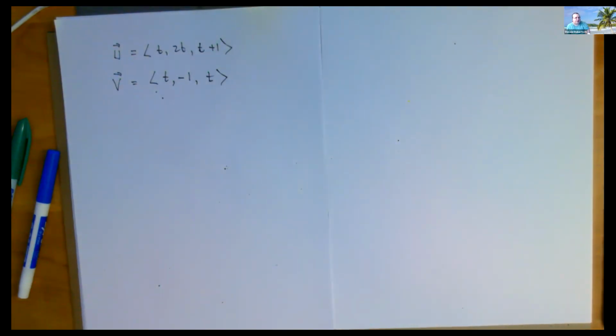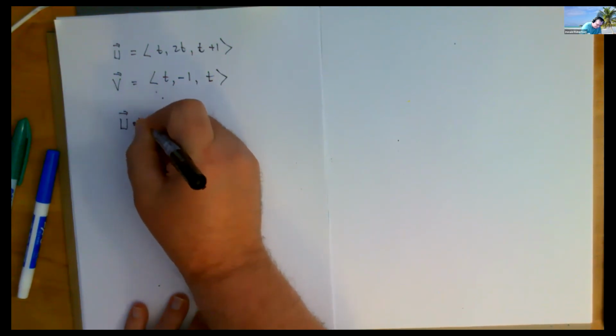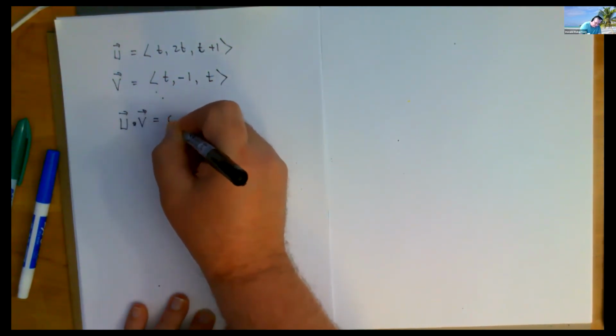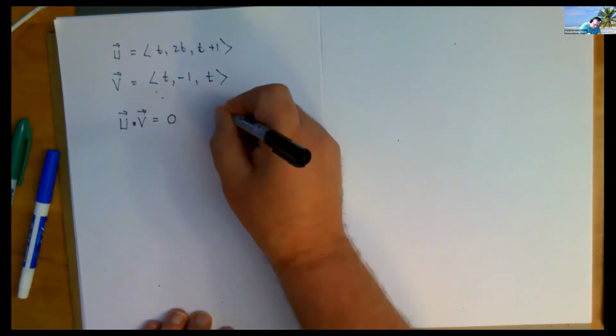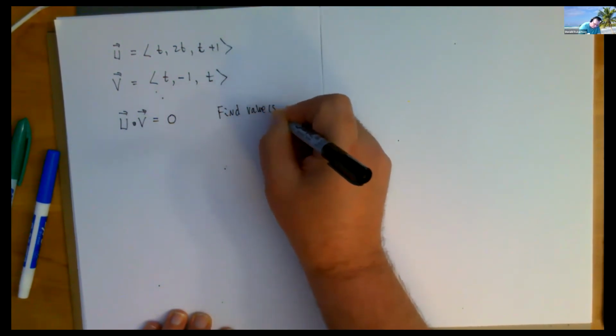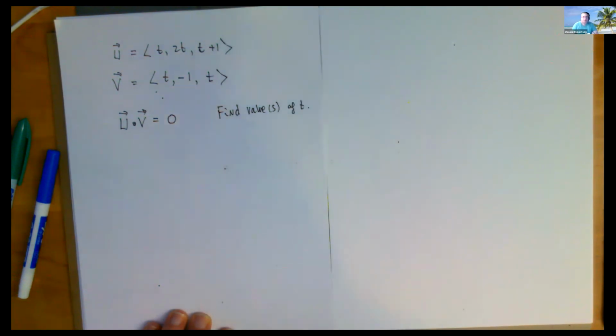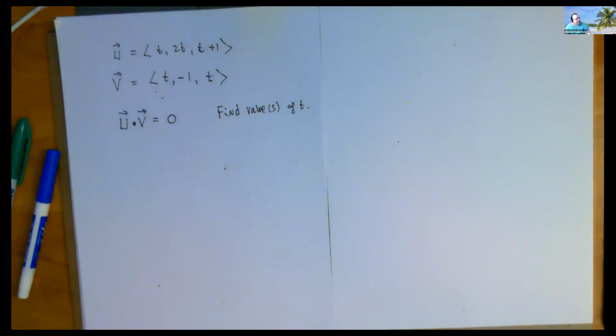And these two vectors are given in terms of some variable called t. And we're being told that these two vectors are perpendicular, so essentially that their dot product is 0. And the question is, find the value or values of t. So for what values of t will these two vectors be at 90 degrees to each other?